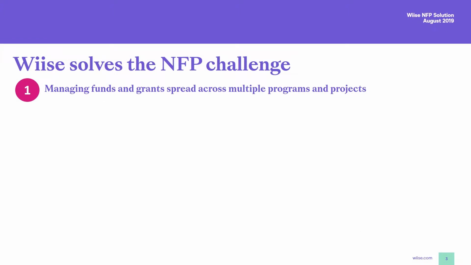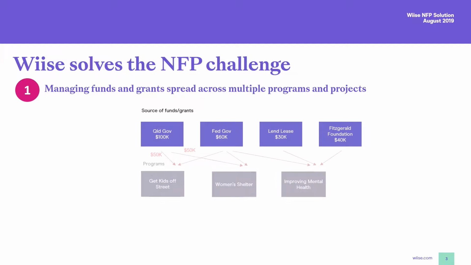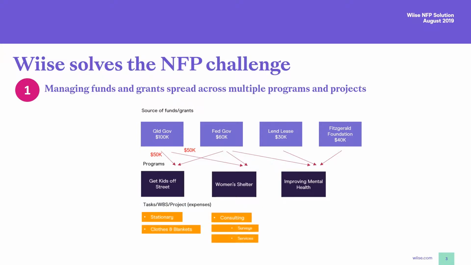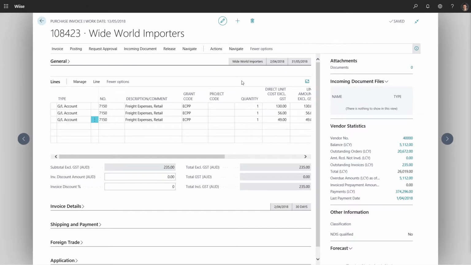As an NFP, managing funds and grants across multiple programs and projects is complex. You may have multiple grants and funds from various government bodies or organisations. And with each of these, you're given money to spend on multiple programs. Under each program, there are various expenses that you need to track and report back on. This becomes tedious and time-consuming. So, let's take a look at how Wiise can help you better manage your funds, grants, and programs.